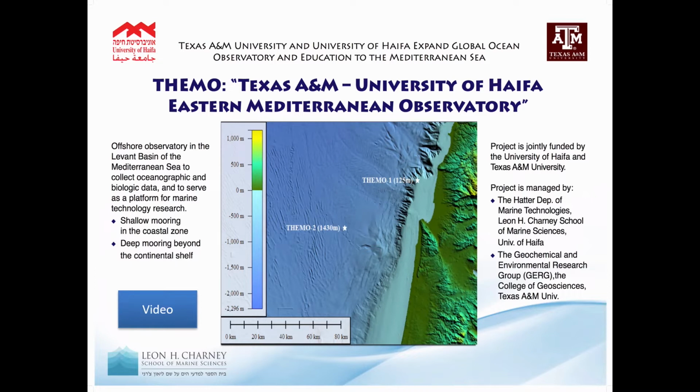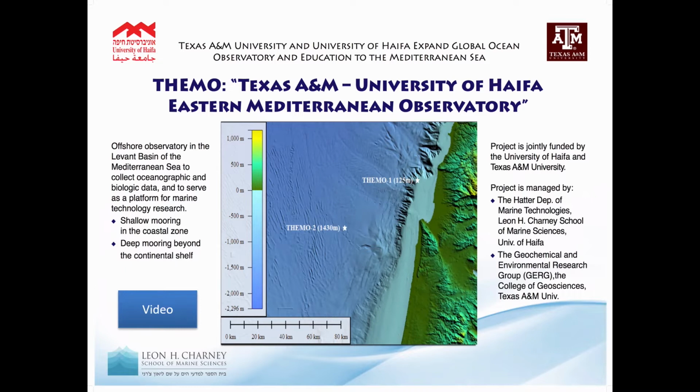THEMO stands for Texas A&M University of Haifa Eastern Mediterranean Observatory, and it contains 2 moorings that are always in water, and one that is in the lab as a spare. The idea is to have a continuous time series. So they are exchangeable, and whenever we need to take one from the water to service it, we take the third one in on the same day. So there is a continuity of the data.